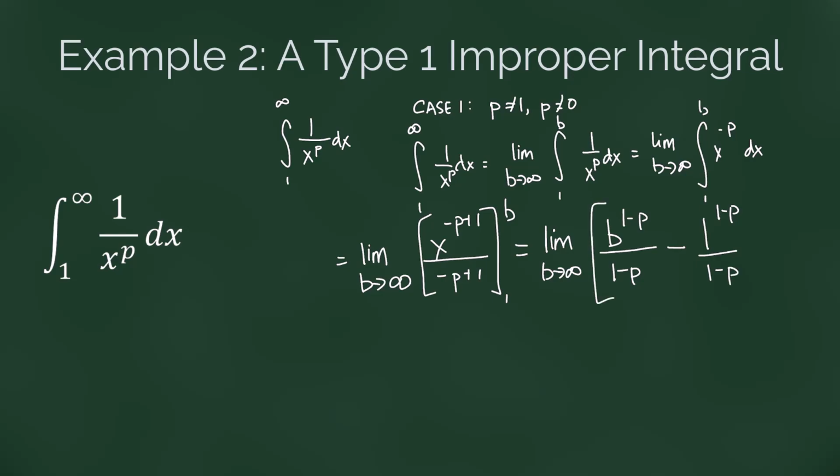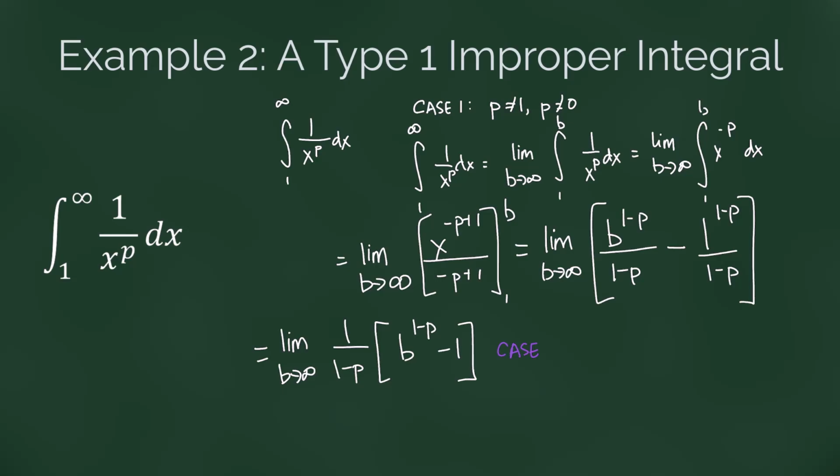We still haven't taken our limit. I'm going to tidy this up a little bit algebraically by factoring out a 1 over 1 minus p. That's going to leave me with b to the 1 minus p minus 1. Okay, now we're going to notice a couple of things. We're going to again look at two different cases. Our first case is going to be that p is less than 1.